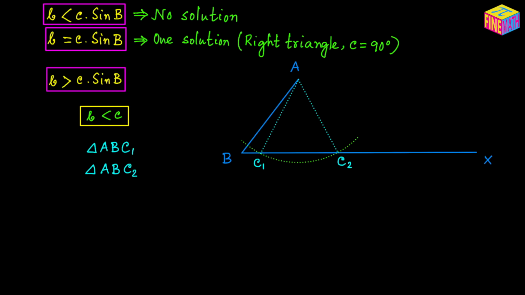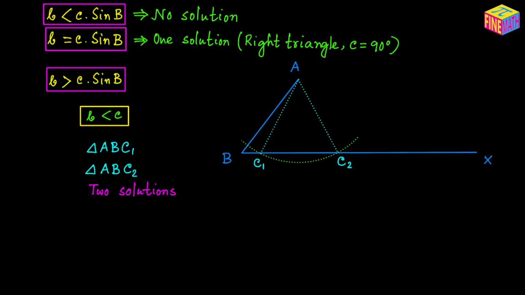So we have two possible solutions here when B is actually less than C, but B is greater than C times sine of B. Here we are discussing the scenario when B is greater than C times sine of B, but at the same time B is less than C. So when B is less than C, we can clearly see that there are two possible solutions.